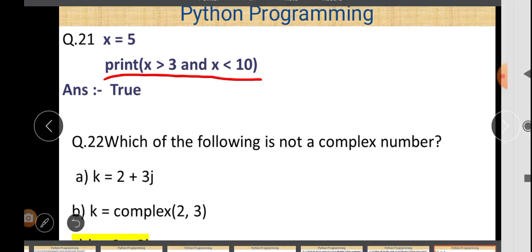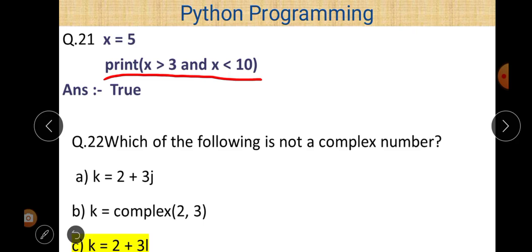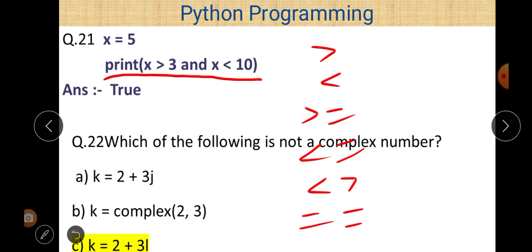When we talk about comparison operators, these are the comparison operators: greater than, less than, greater than or equal to, less than or equal to, not equal to, equal to. And why are these called comparison operators? Because these operators compare two values. And the second important thing is that the answer is always in terms of true or false.